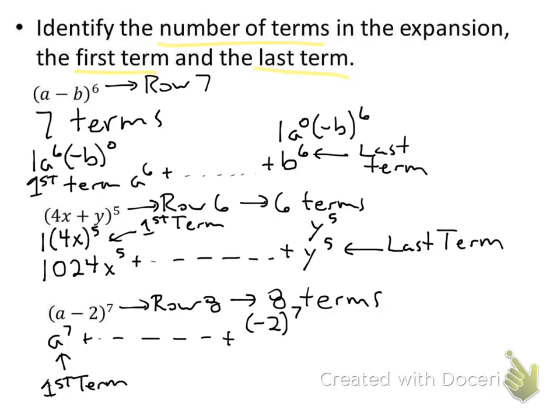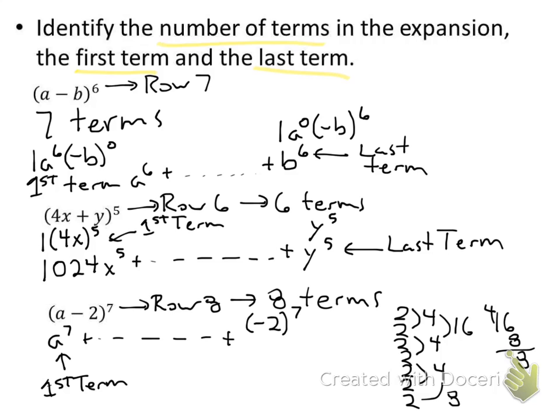Let's figure that one out. Looks like we have 16 times 8, which is 128. So 2 to the 7th is 128, but it's a negative 2, and it's an odd exponent, so it's actually minus 128, and that's going to be my last term. So pay attention to those negatives. If you get an odd exponent, they're going to stay negative.